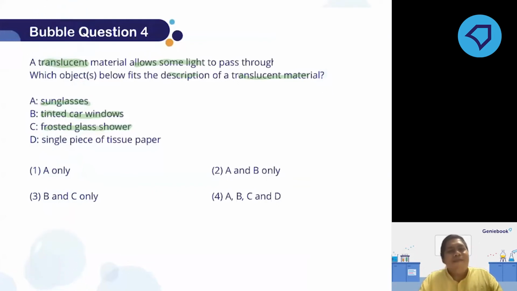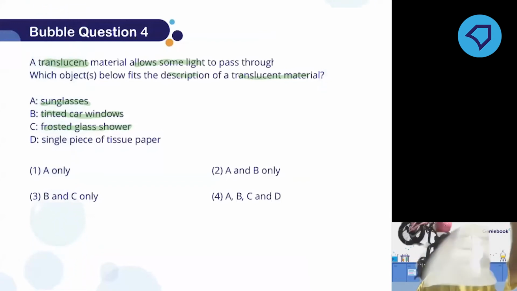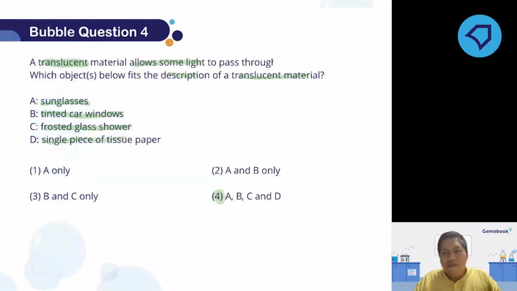Okay, for me, I just have a shower curtain. And then a single piece of tissue paper, like what I showed you just now, is also translucent because some light is able to pass through it. So therefore, again, the answer is option 4, all of the above.